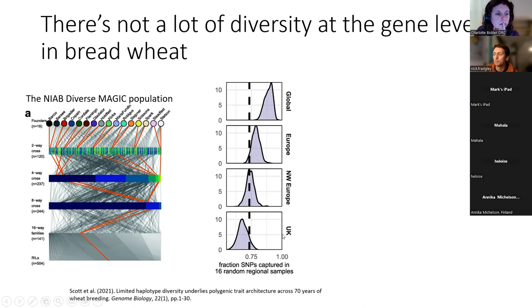So we found that we did pretty well in that we have captured more than the average diversity that you expect in the UK. And it was pretty representative of Northwestern Europe.